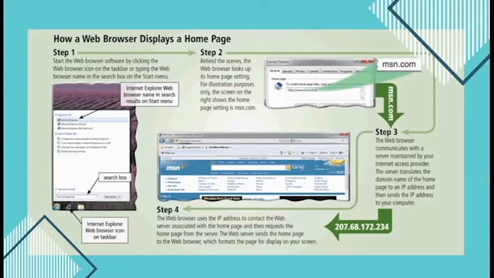So, how a web browser displays a home page. I think there is no need to explain this, since we already know it. We start with the web browser. Once you click the web browser, it asks for the address. The website you type is translated by the web server into an IP address. Then the web browser reads the IP address and displays your web page, the home page. Alright.